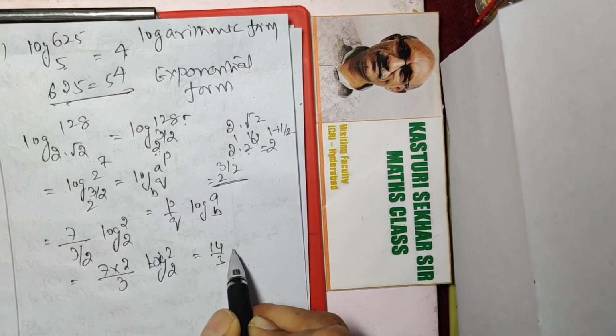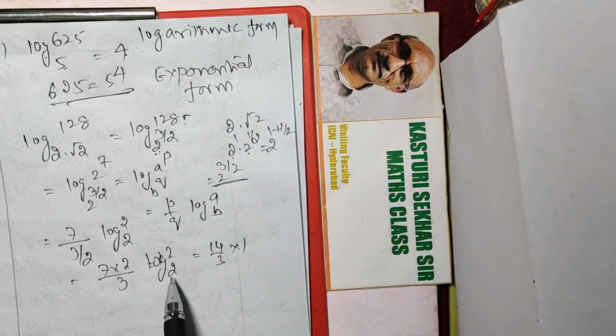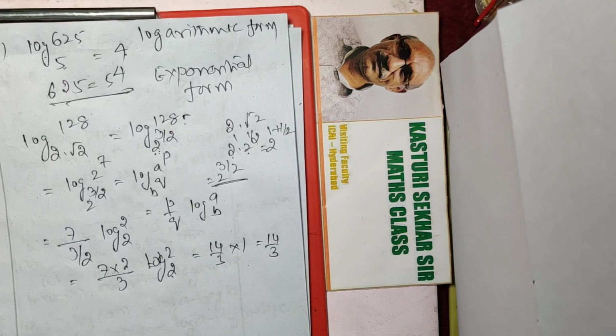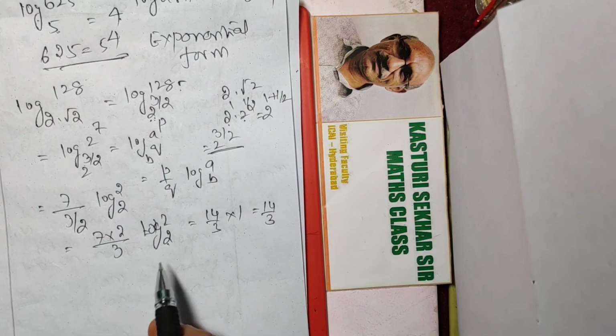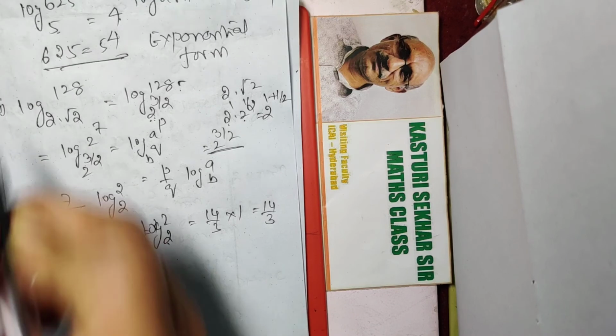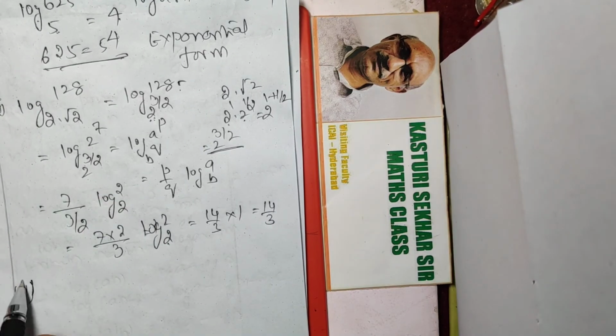14 divided by 3 into 1. Logarithm of any number having same base is equal to 1. So 14 by 3 is the answer. This is first question, sir. See the second question under this.